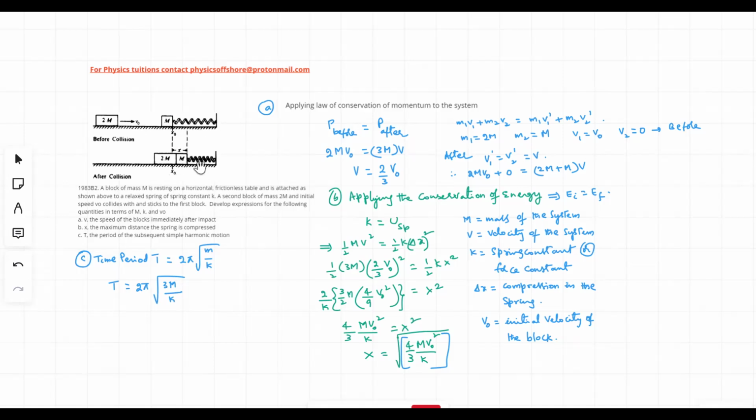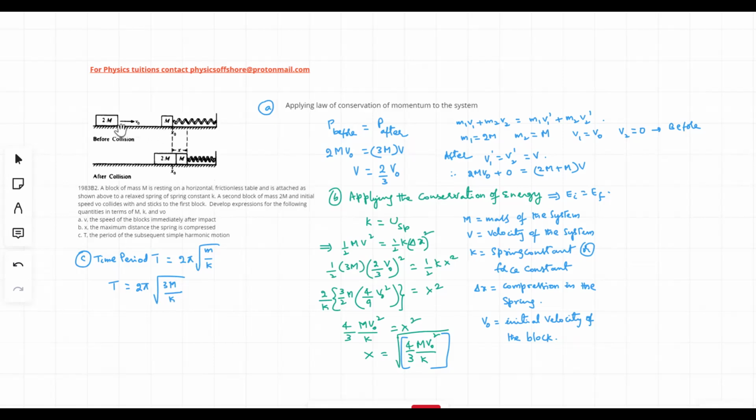And then after compression, the spring mass system vibrates, and these vibrations are simple harmonic in nature. Therefore, we have to find out the time period of the spring mass system. So these are the three questions. Now let us solve the first bit.